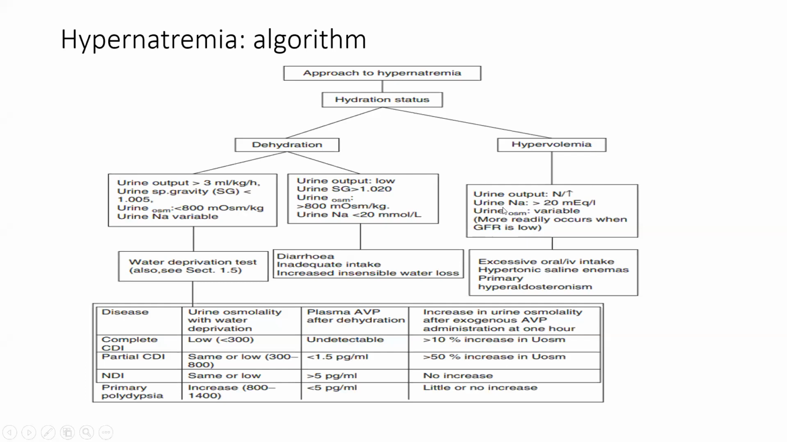And when you consider the concentration of the urine sodium eliminated by the kidneys, it is supposed to be above 20 millimole per liter. The urine osmolarity will be variable, because it depends on how much the person took and the duration. The causes are excessive oral intake, hypertonic saline, or enema, or primary hyperaldosteronism. Most of the time you get those conditions.